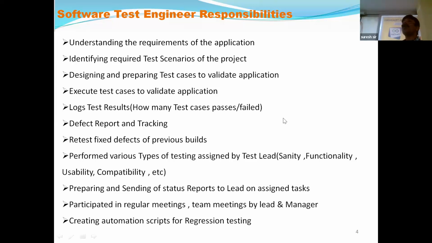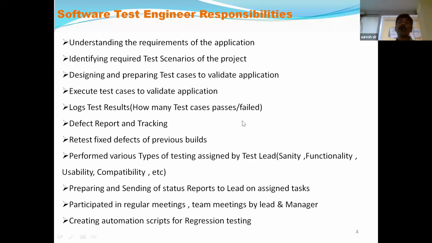And then we need to be involved in doing different types of testing. As a tester or test engineer, we have to be involved in different types of testing. Along with that, we need to prepare different types of status reports, because as a tester we need to prepare status reports, and be involved in different types of meetings. Along with that, we need to take care of automation testing.